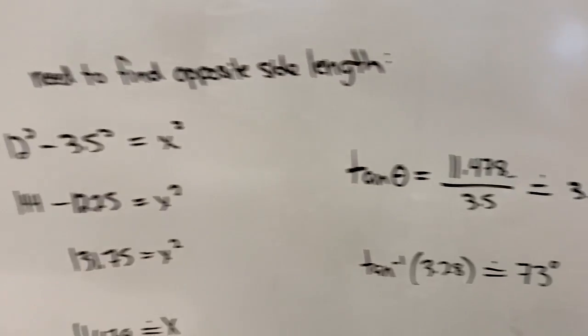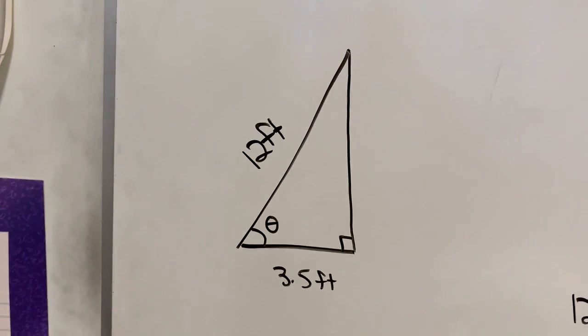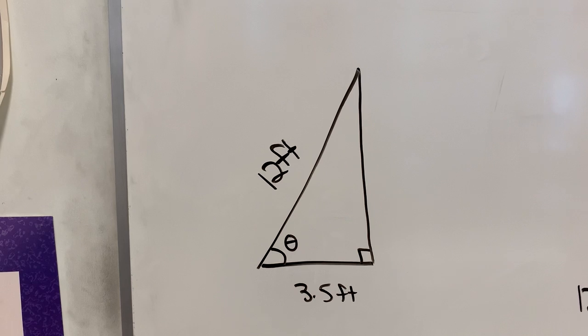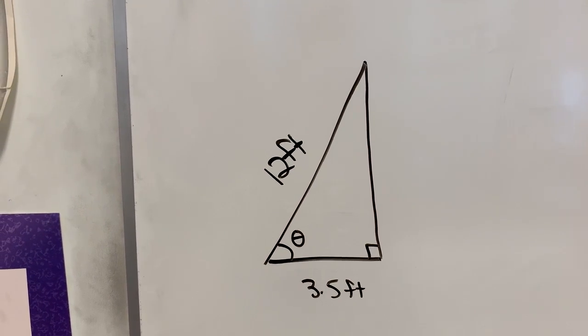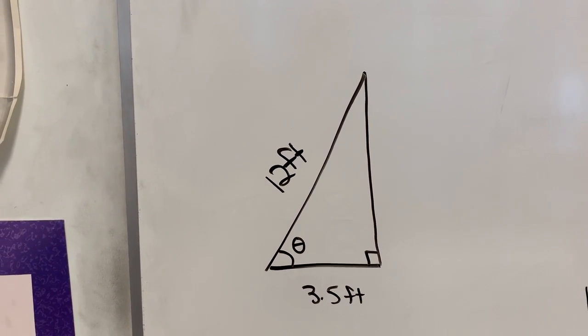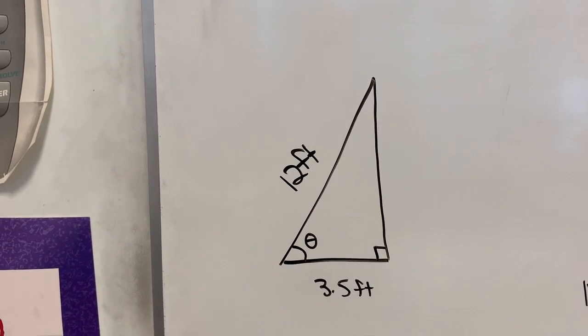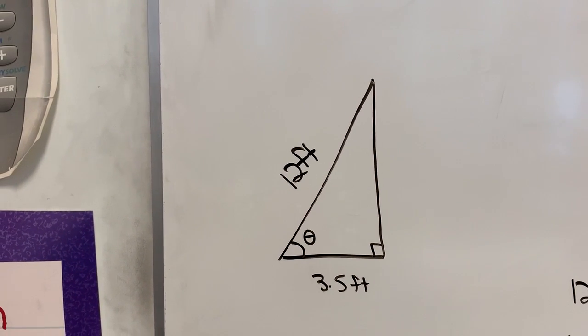And so I look back at my picture, does that answer make sense? Seems to make sense to me. I'm not sure I'd want to stand on that ladder. 73 degrees is a pretty steep angle to have that thing leaning like that, but given these dimensions, that's the angle of inclination of the ladder.